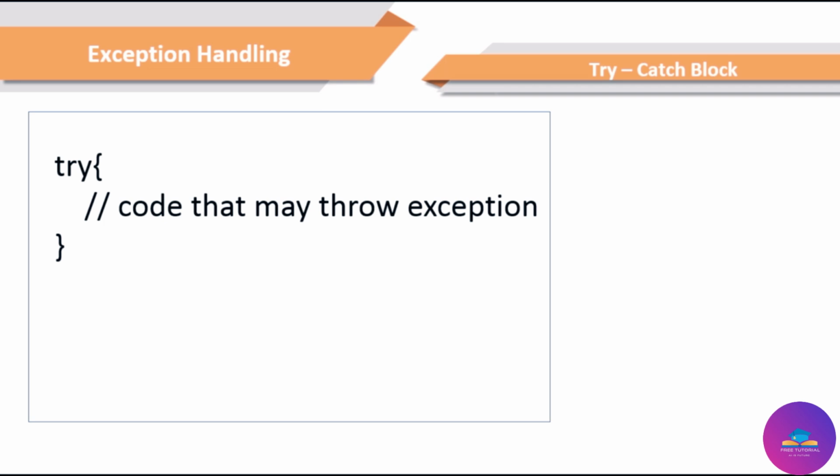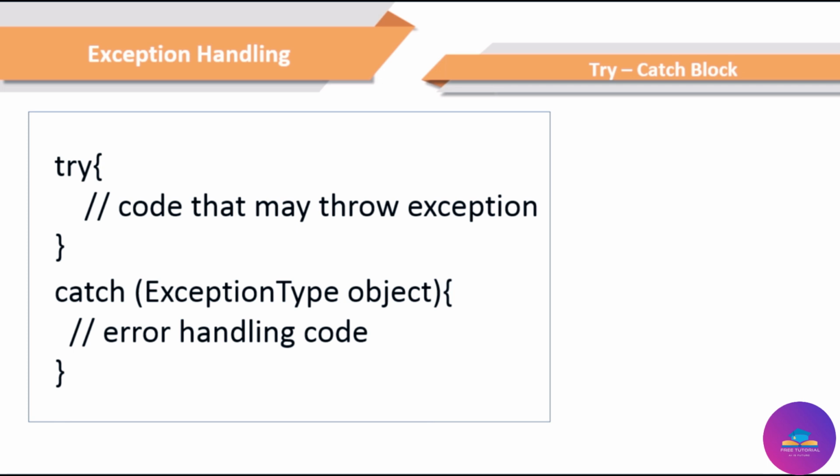During the execution of these statements, exceptions can be thrown. Now, a method that may throw an exception can also be enclosed by the try block. So a try block is always followed by a catch block, and we handle the exception in the catch block. So one or more catch blocks can follow a try block. Now, in a catch block, we can use the exception object to print details of the exception.